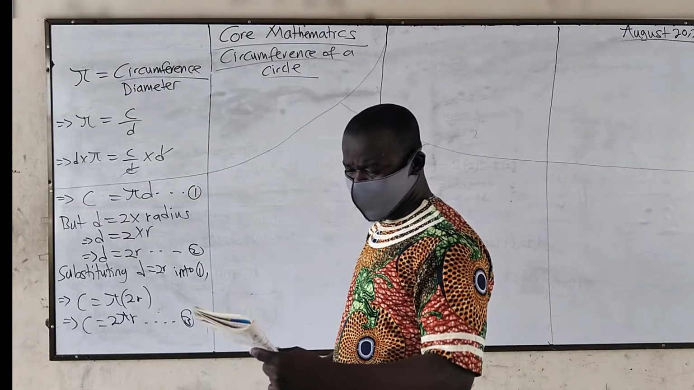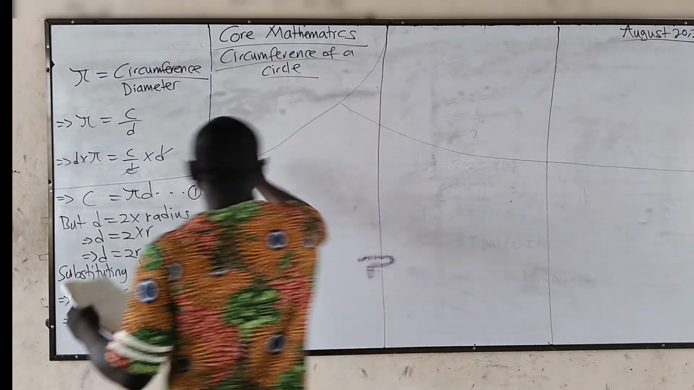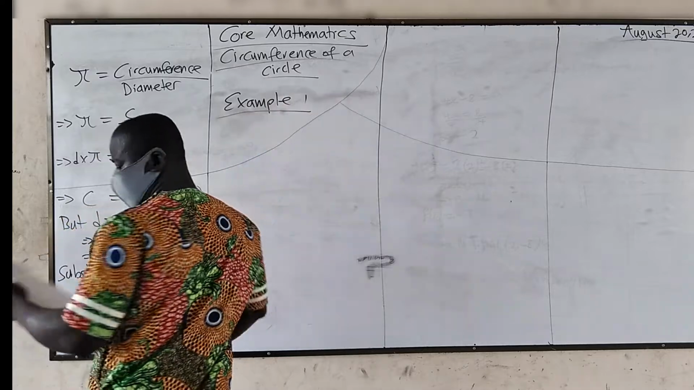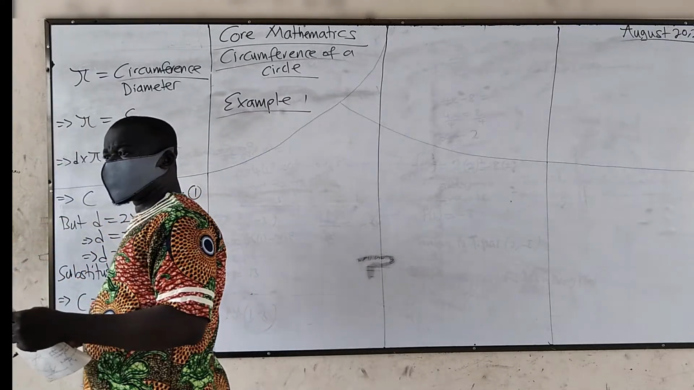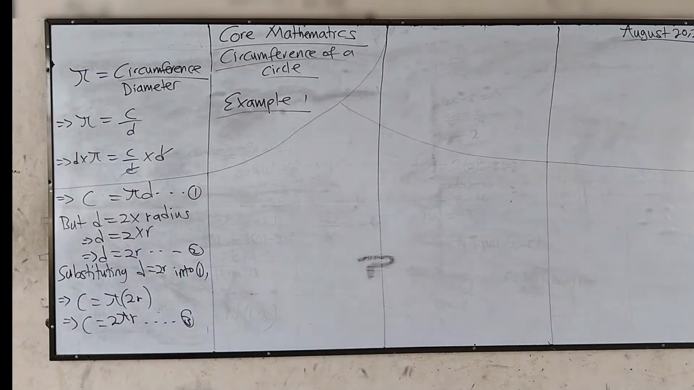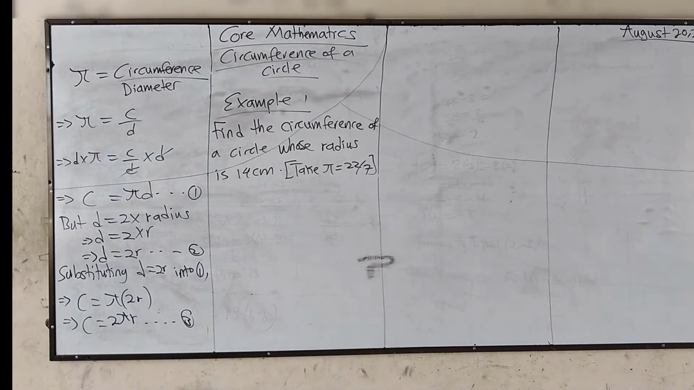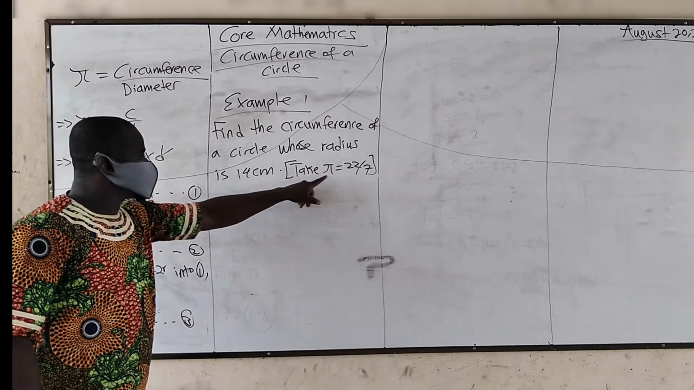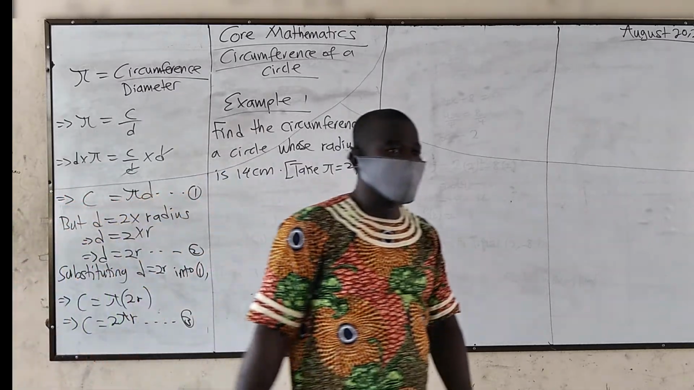Now let's look at an example. Our first example: find the circumference of a circle whose radius is 14 centimeters. Now, you are asked to take pi to be equal to 22 over 7.